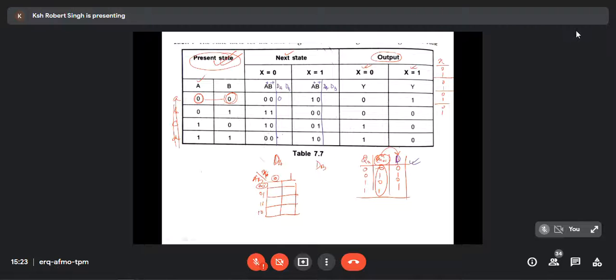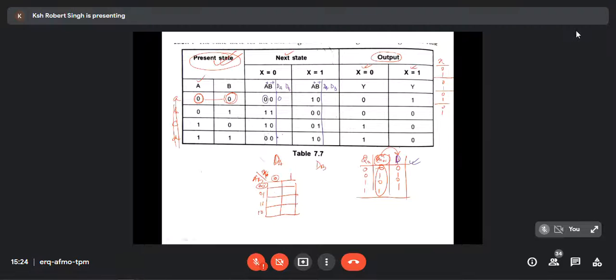Now tell me, based on what are you telling? Plus state, sir. Next state, A plus. You are looking here and telling, is it? Yes, sir. Why are you looking only here? Because, sir, it is the next state. You are looking here, and for D flip-flop, D is always equal to the next state.